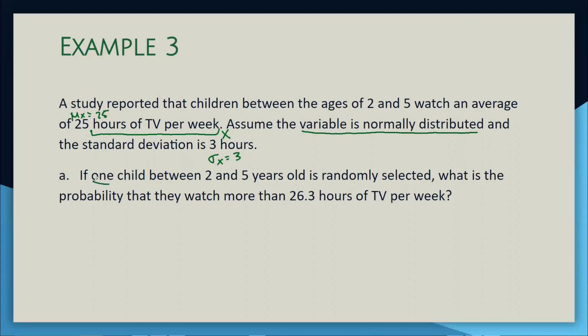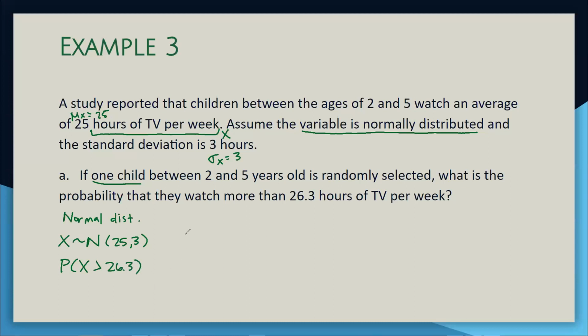And then they say if one child is randomly selected, what is the probability they watch more than 26.3 hours per week? Everything in here is talking about raw data, and we are explicitly told it's normally distributed. At no point are we given a sample size, so we know this is just the normal distribution. We know our random variable is normally distributed with a mean of 25 and a standard deviation of 3. And we're asked about the probability that they watch more than 26.3 hours.